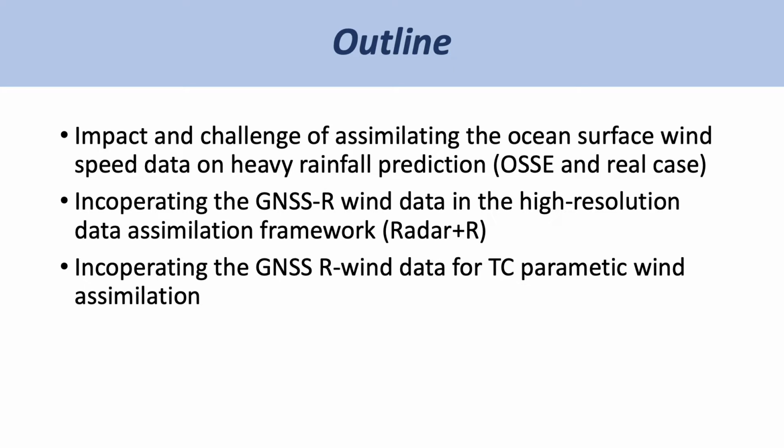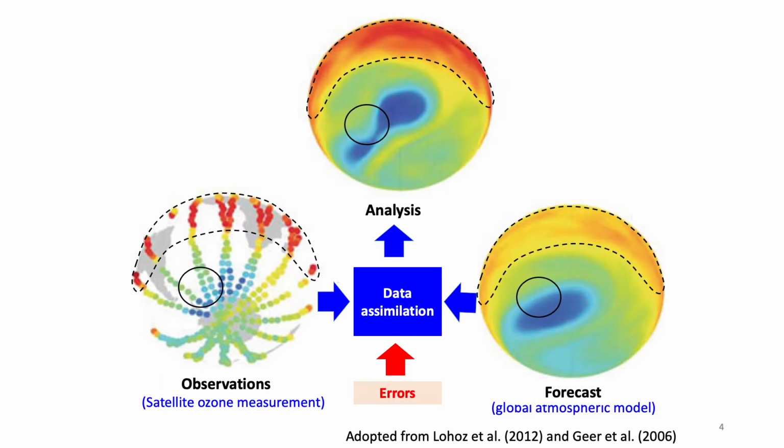So the outline of today's talk is I will talk about the impact and the challenge of assimilating the ocean surface wind speed data on heavy rainfall prediction. And we will present results from an OSSE experiment and also a real case. And we incorporate the GNSS-R wind in the high resolution data assimilation framework to assimilate both the radar and GNSS-R wind together. And last, I would like to briefly talk about how we can use the GNSS-R wind data for our TC parametric wind assimilation, and particularly for the intensity prediction.